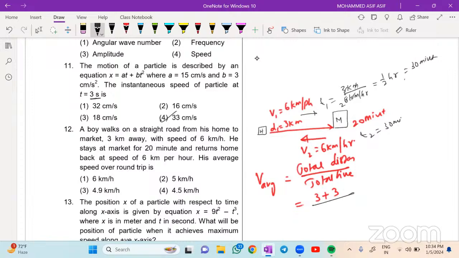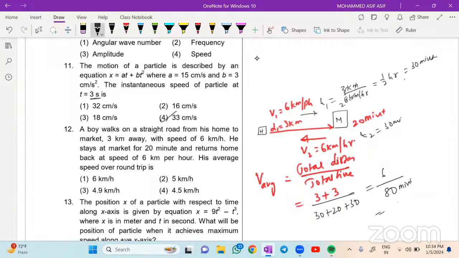Total time will be equal to how much for me? 30 plus the stay of 20 plus again 30. So it is 6 divided by the total, this value will be equal to 60, 70, 80. 6 by 80. Isn't it? This is your 80 minutes. Done? Answer is given in kilometer per hour.